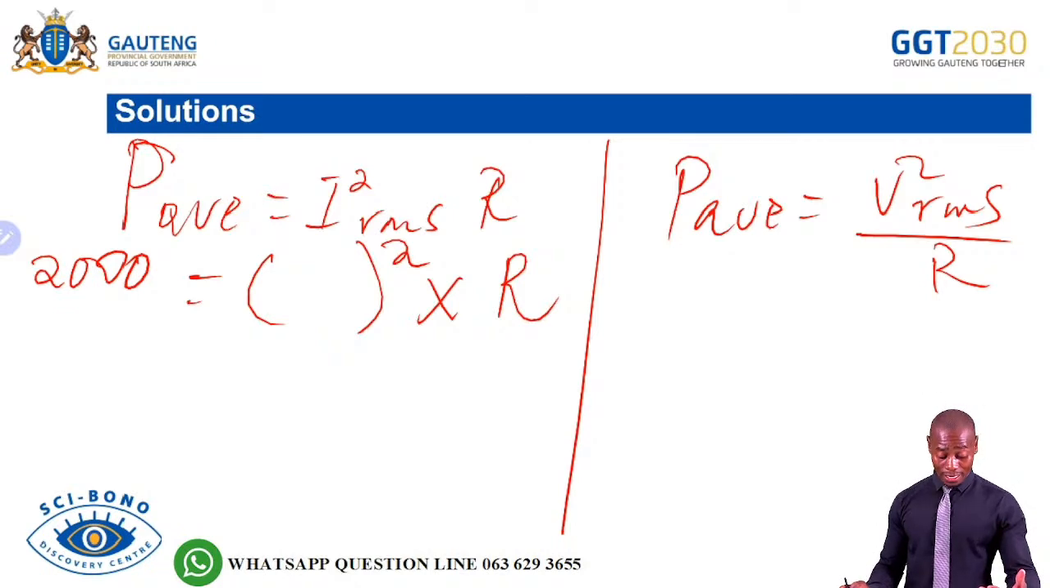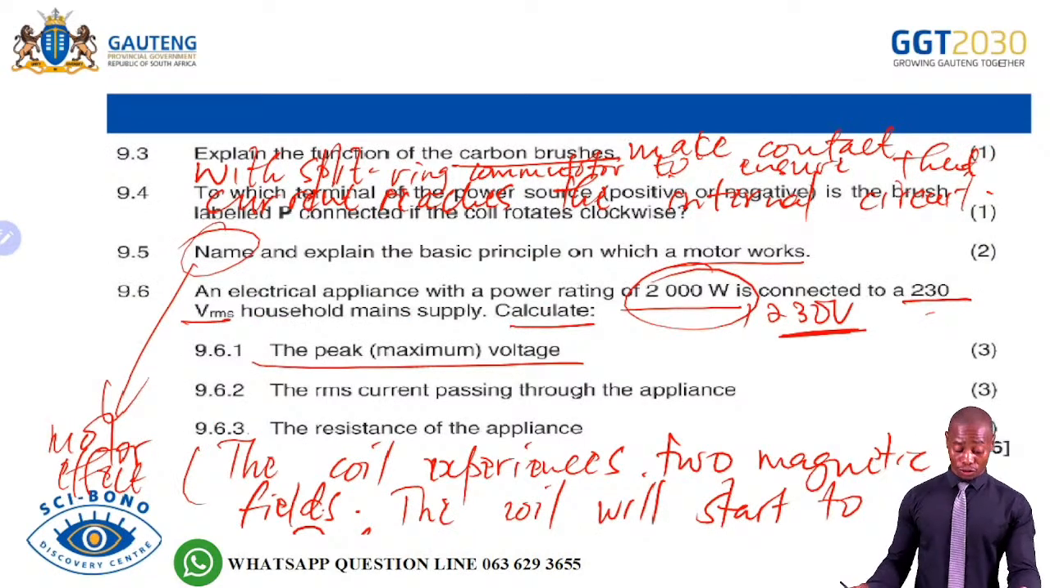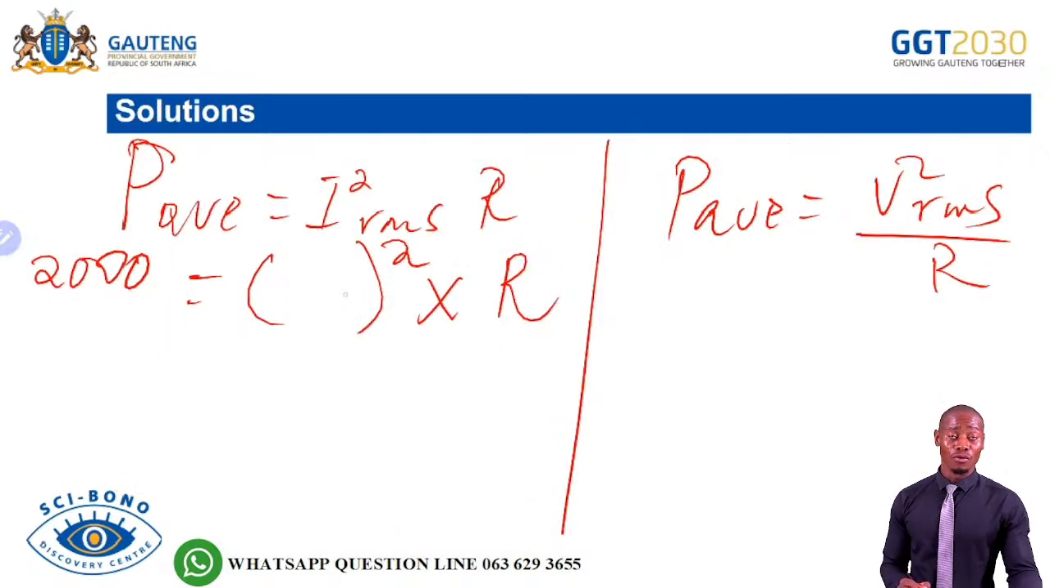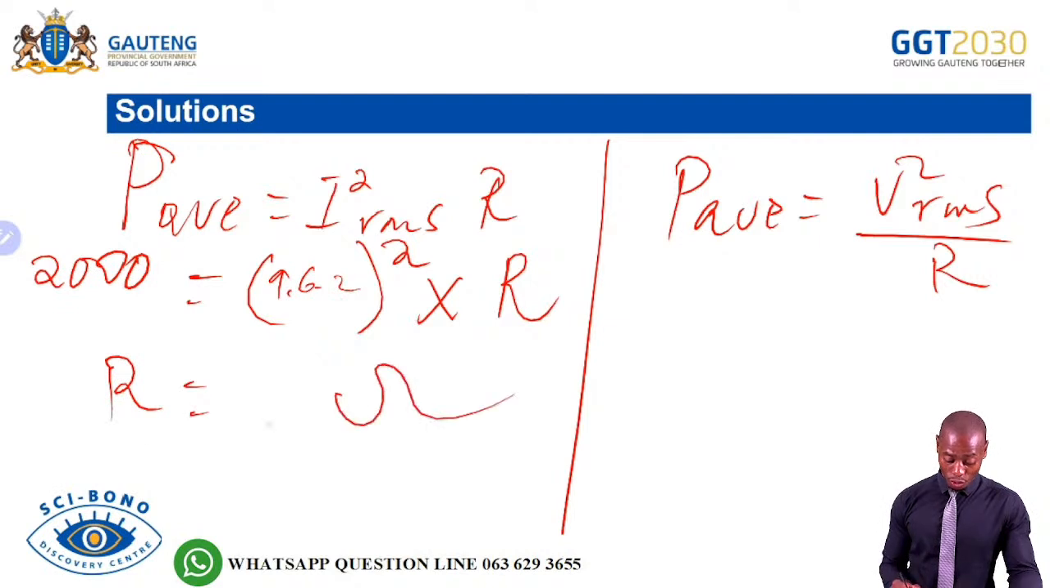Let me just check which question this is. 9.6.2. You were asked to calculate the root mean square current. So if your root mean square current is 1000, it's still fine. You won't get a mark for that 9.6.2, but if you use that 1000 here, then you'll get all the marks. There is what we call positive marking, learners. So you use your answer from 9.6.2 here, and you get your R in ohms.